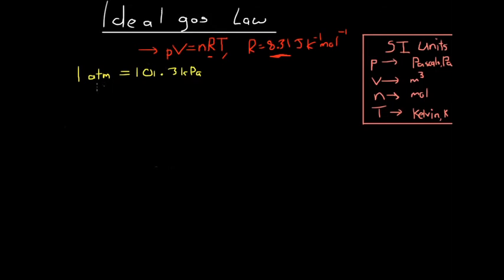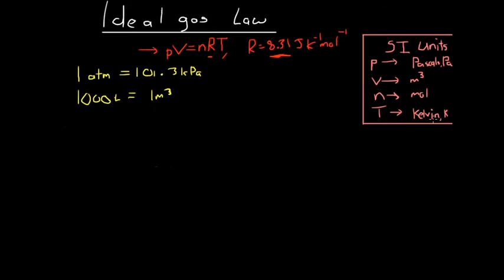Similarly, we may often be given volume in liters rather than cubic meters. So 1,000 liters is equal to 1 cubic meter. That's another conversion we're often going to have to make. Often we'll be told a gas sample has this many liters, so we'll convert it to cubic meters before we use this equation. Lastly, temperature.